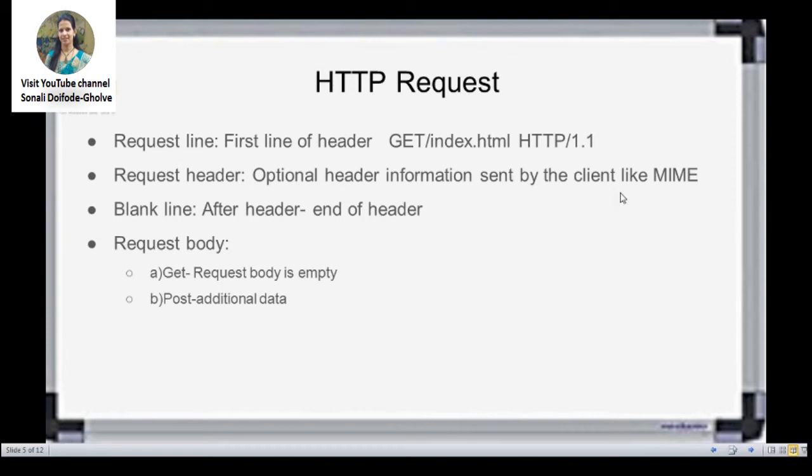MIME means Multipurpose Internet Mail Extension. We will see this in detail in the next session. Then after this, a blank line and then the request body. In case of a GET method, this HTTP request body is empty, and in case of a POST method it contains the additional data. The message body is optional in an HTTP request.